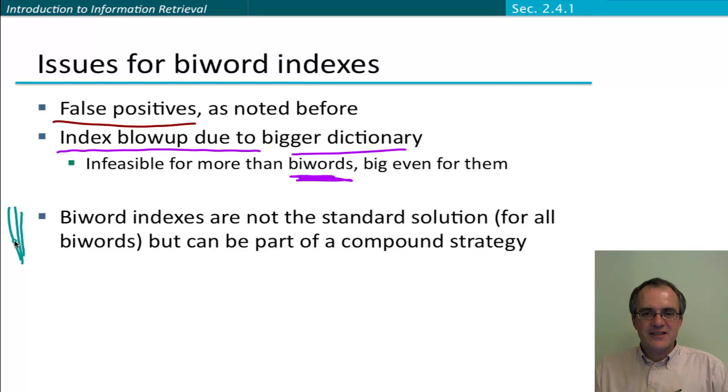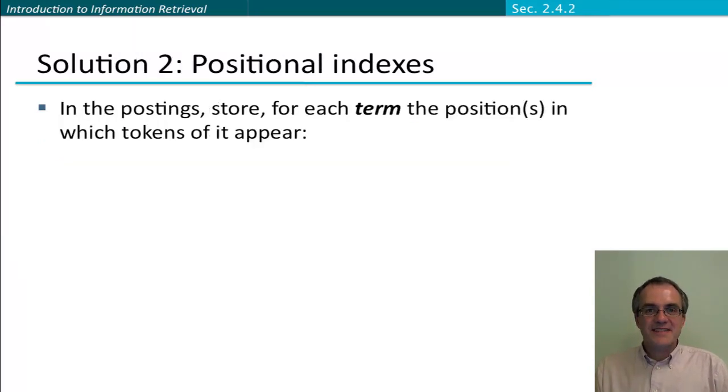But as I'll show, it wasn't useless that I explained them to you, because as I'll show at the end, they can be an important component of a solution. So what is the standard solution? The standard solution is to move to having a positional index.